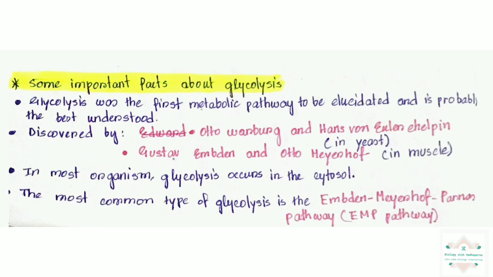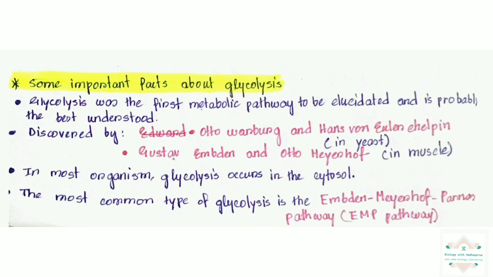Next, we will talk about some important facts about glycolysis. Before reading about glycolysis as a whole, we will read some facts which will be helpful. First, glycolysis was the first metabolic pathway to be elucidated and is probably the best understood. This pathway was discovered by Otto Warburg and Hans von Euler-Chelpin in yeast, and Gustav Embden and Otto Meyerhof in muscle. In most organisms, glycolysis occurs in the cytosol.